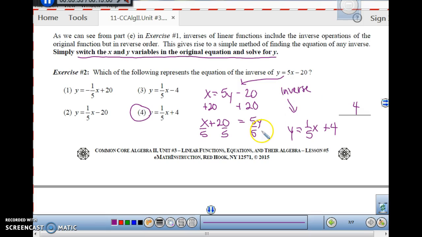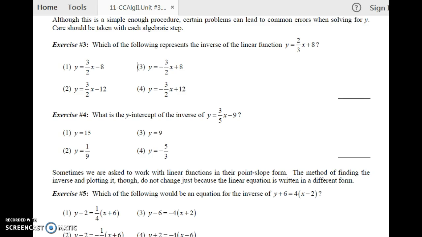So your trick to doing these, when you're finding the equation of any inverse, switch the x and y and solve for y. It can work for a linear equation, quadratic equation, exponential, however you want to do it. Switch the x and y and solve for y. All right, let's try another example.